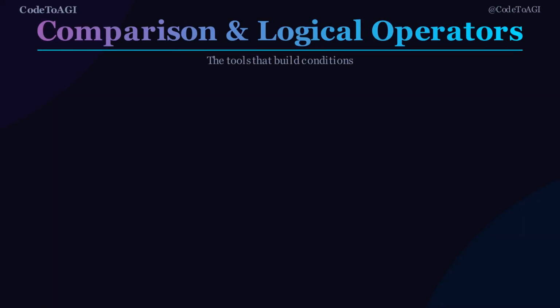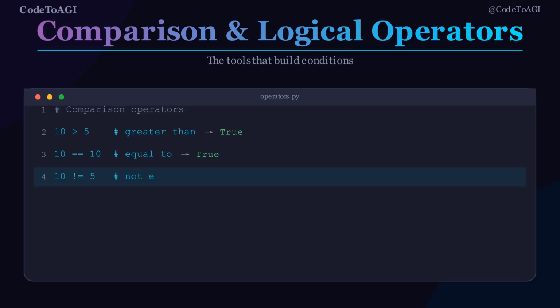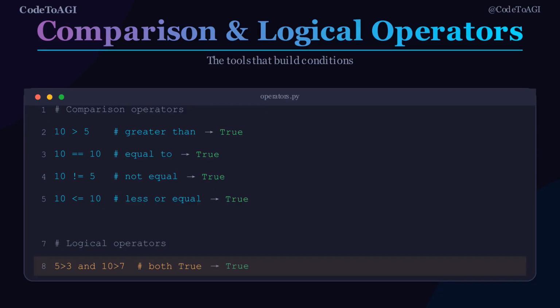To write conditions, you need comparison operators. These compare 2 values and return true or false. Greater than checks if the left value is bigger. Double equals checks if 2 values are the same. Never use single equals inside a condition. Single equals is assignment. Double equals is comparison. Not equal. The exclamation mark equals checks if values are different. Greater than or equal. Less than or equal.